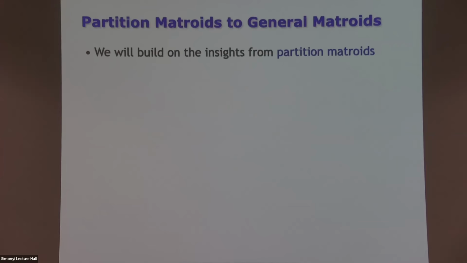As I mentioned before, the key insight is that we're really going to build off of what happened in the setting of partition matroids. But the key question is that now, when you're talking about arbitrary matroids, things are not guaranteed to be as nicely structured. There's not even necessarily an analog of what a part is in a general matroid.